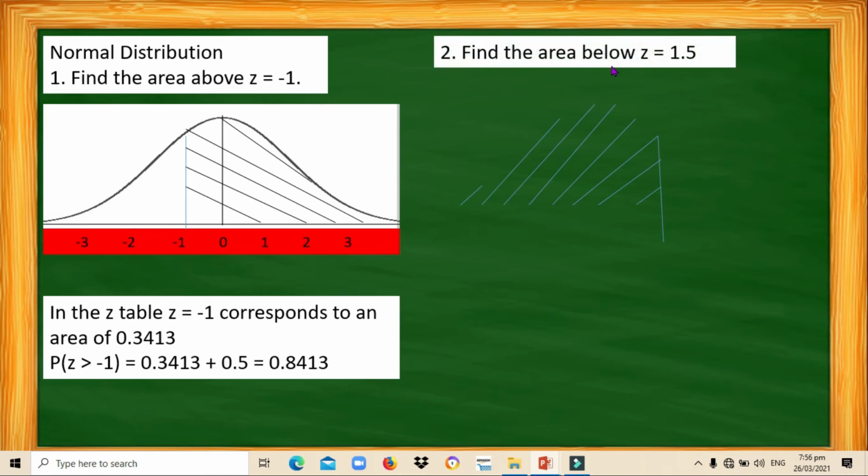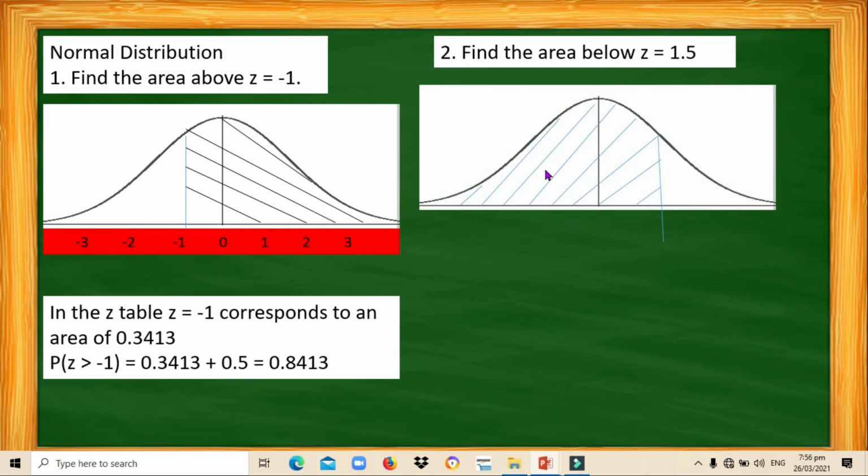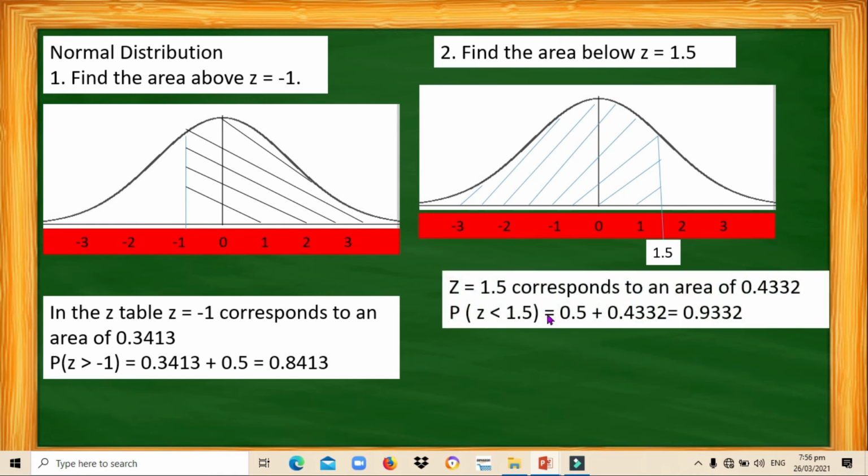Number 2, find the area below. The term is below. This is our normal curve, and this is the location of 1.5. Below means the shaded region is below 1.5. First identify the area that corresponds to 1.5, which is 0.4332 in this part, from 0 to 1.5. Since it is below, the probability of z less than 1.5 is from -3 to 0, that is 0.5, plus from 0 to 1.5, that is 0.4332, and the total is 0.9332.